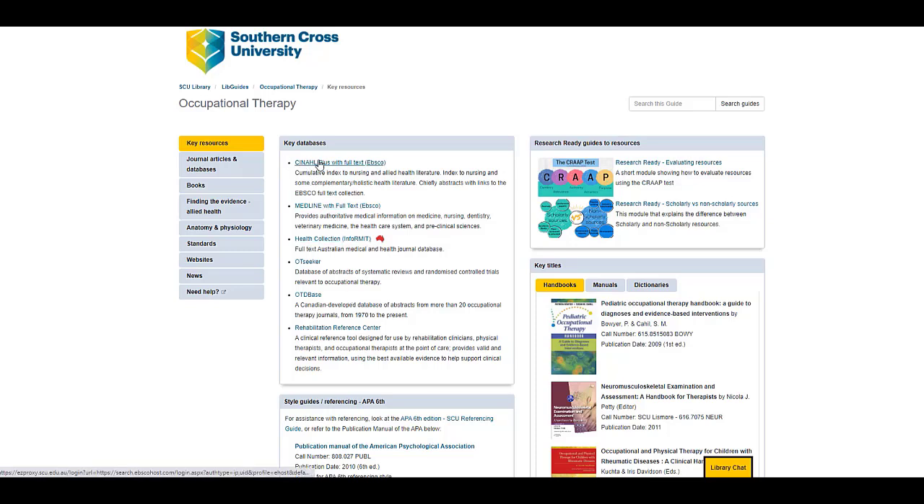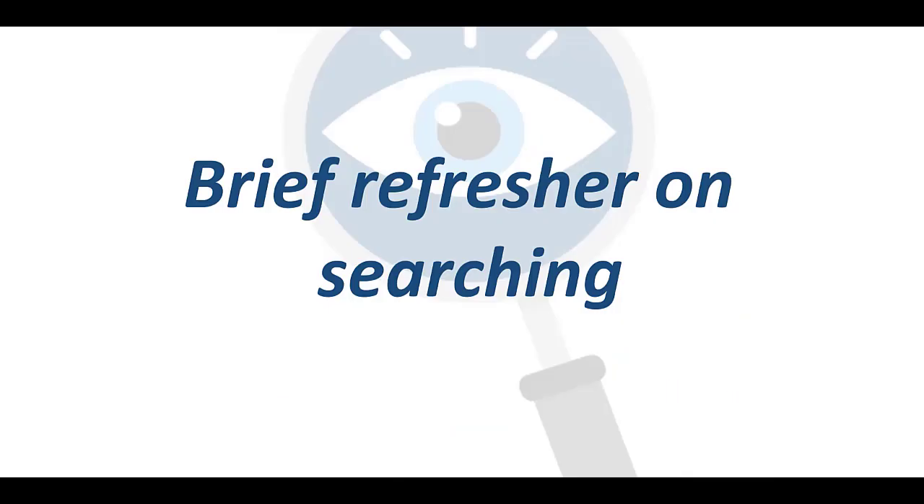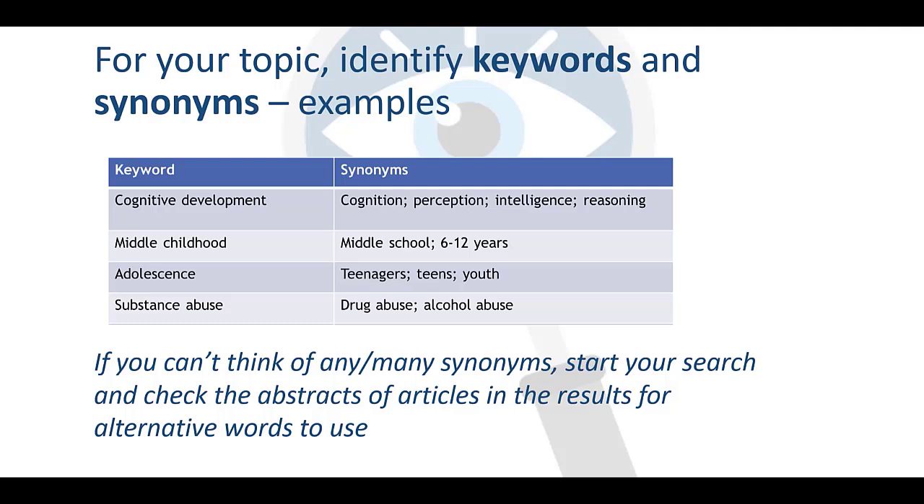So before we actually look at the databases though, I'm just going to do a little bit of a refresher on some searching features for you. Okay, so the first thing is, for your topic or for any topic you have, the first step is to identify the keywords. This is the information you've got to find, the words that you've got to find information about to answer your question, and to identify synonyms, or words with the same or similar meaning, that you can use in your search. And there are some examples I've provided there.